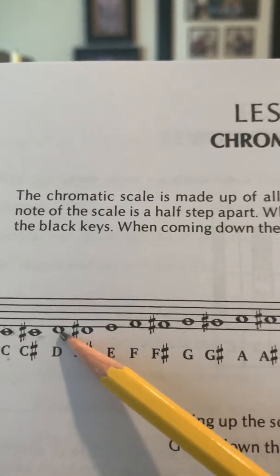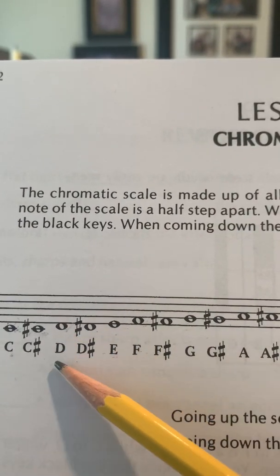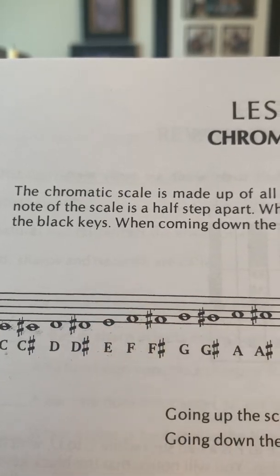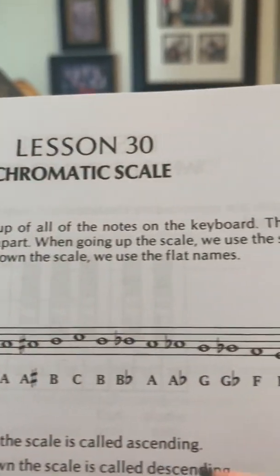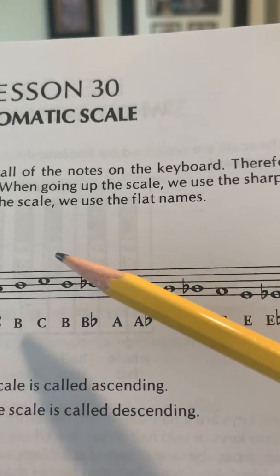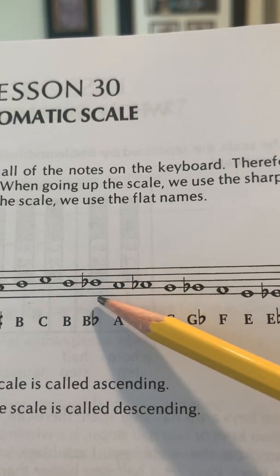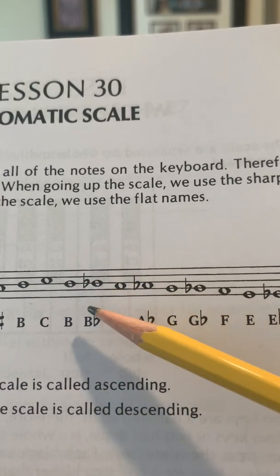So then we've got D. D is always below the first line. To do D sharp, you just have the same place and then add a sharp beside it. Now that's going up. Coming down, then you'll have the flats, right? So we have B and we come down a half step. B still stays on that third line. You just put a flat before it.